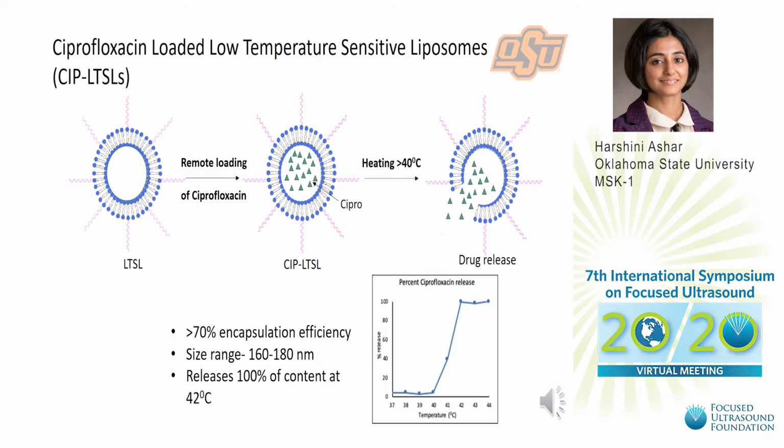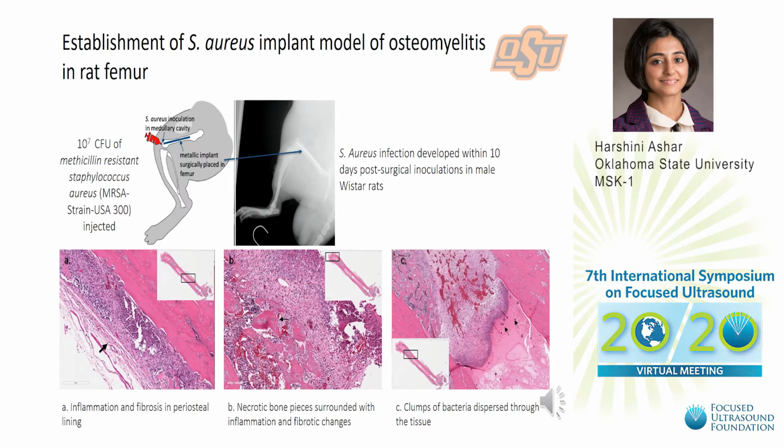Next, to induce osteomyelitis, we surgically implanted an orthopedic K-wire into the medullary cavity of the femur of Wistar rats. A 100 microliter inoculum containing 10 to the power 7 CFU of MRSA was injected into the cavity. At 10 days post-infection, histopathological analysis was conducted and changes indicated signs of chronic infections.